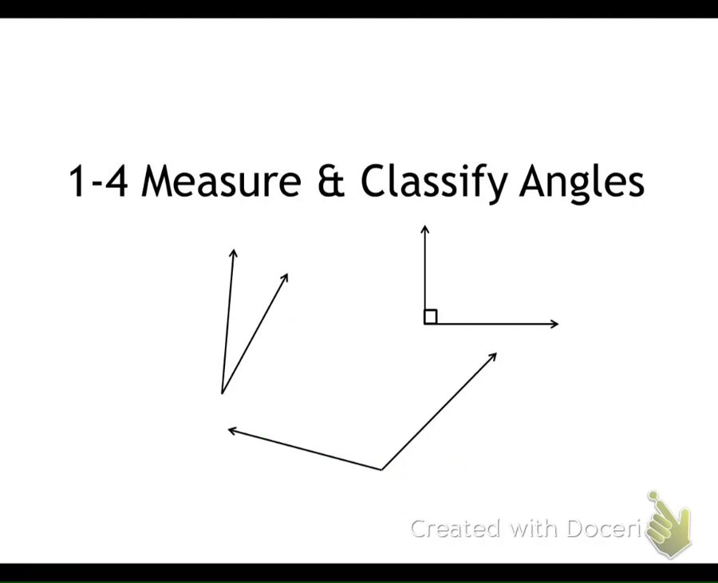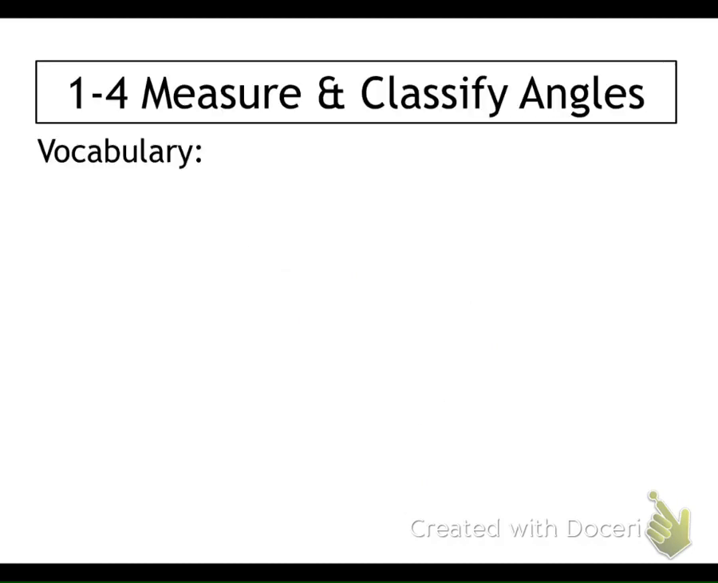Here we go. So, some vocabulary. Write down the word vocabulary. We're going to draw an image here in just a second. Here's the image. This is an angle. It's got a point here. It's got arrows at the end. So we have to identify some words associated with this.